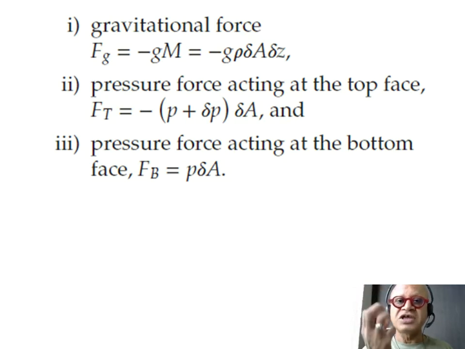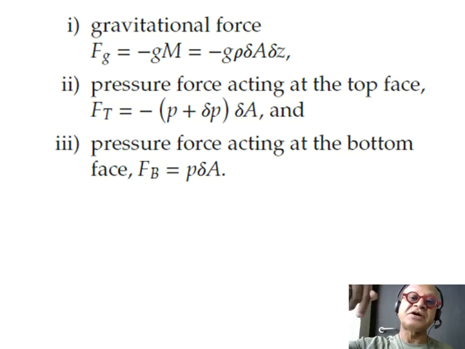So what are the balances you have to make? Gravitational force, which is pulling the air down. So Fg is going to be minus g times the mass m. Why minus g? Because z is the axis pointing up, and anything that points down is going to be in the negative z direction. So minus g times rho times delta A delta Z, just putting the expression back for m. Pressure force acting at the top is also minus (P plus delta P) times delta A because it's pointing down. And the pressure at the bottom, Fb, is P times delta A, pointing up.